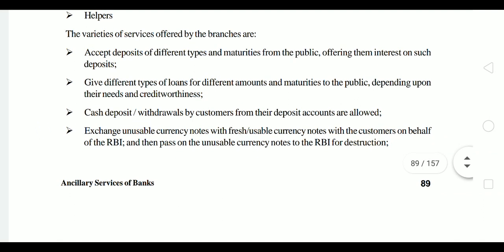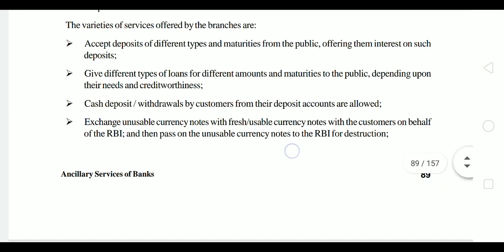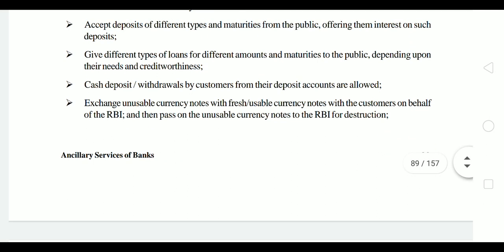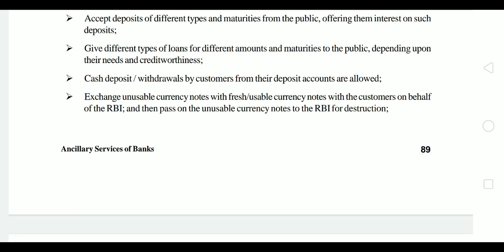Now first, we know that the primary function of a commercial bank is accepting deposits and advancing loans. So here they have given the same thing: accepts deposits of different types and maturities from the public, offering them interest. Now we know that whenever we deposit some money in the bank, they will obviously give you some interest on that. The bank will provide you with the service of giving different types of loans with different amounts, depending upon your need and the credit worthiness of a customer. Credit worthiness means the goodwill that a customer holds towards the bank.